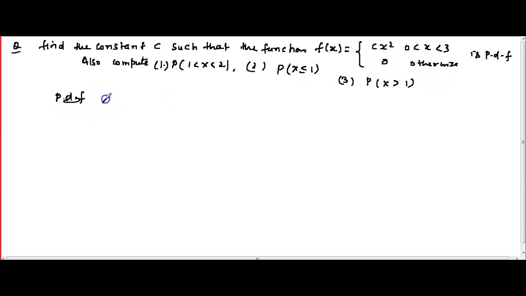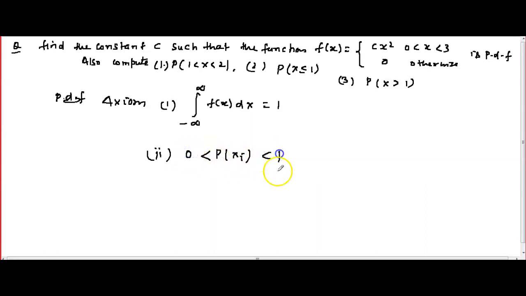So here also the axiom properties are there. If we integrate this function from minus infinity to infinity, f of x dx, you will get 1. This is the first property, and the second property is the same: probability always lies between 0 and 1. These two properties, which you studied for discrete probability distributions, are also applicable to continuous probability distributions. So here we will use the same properties.